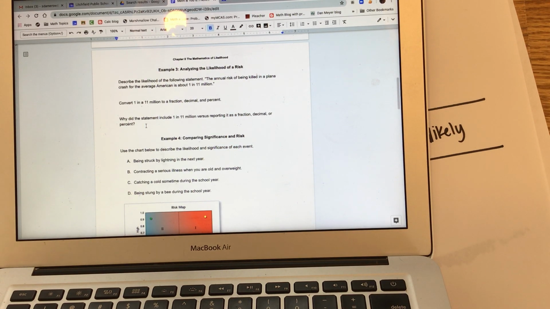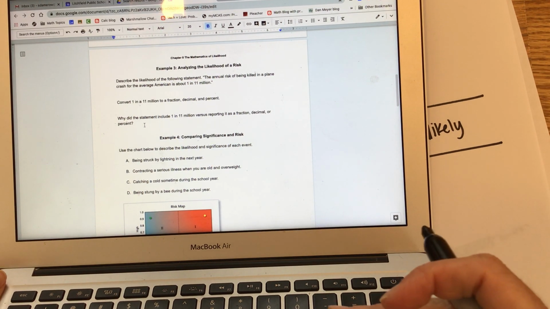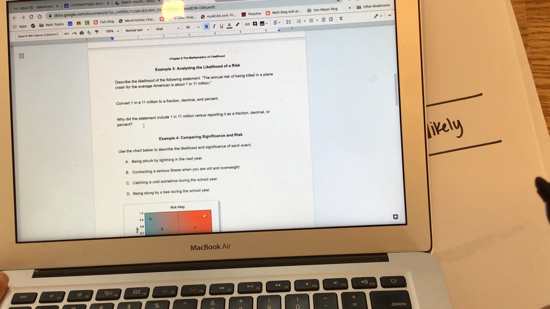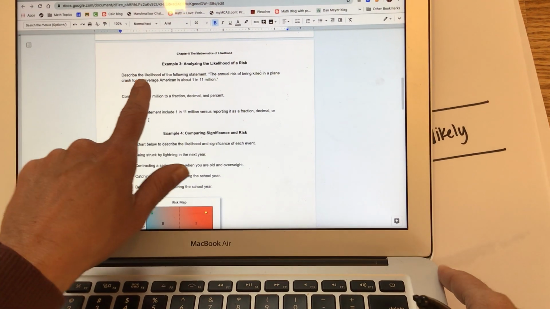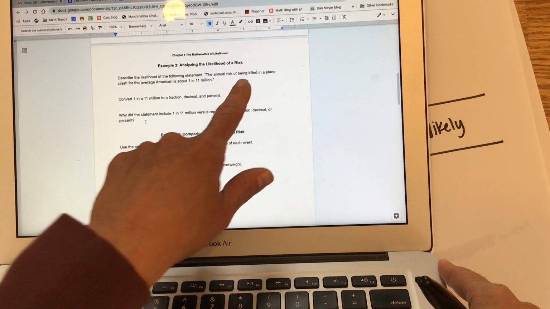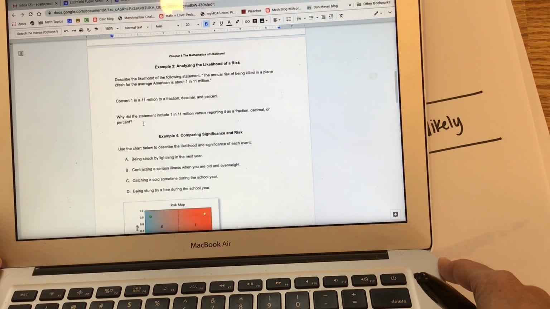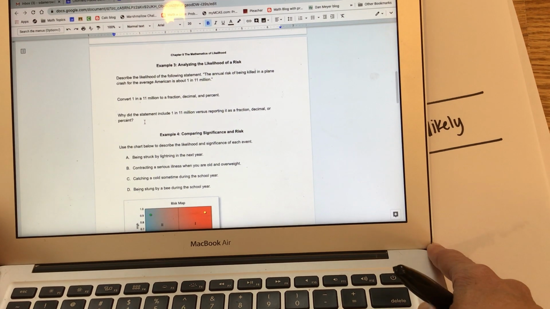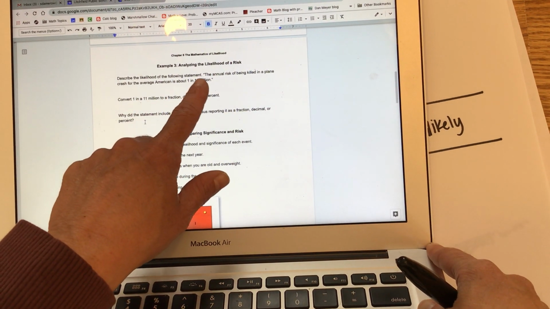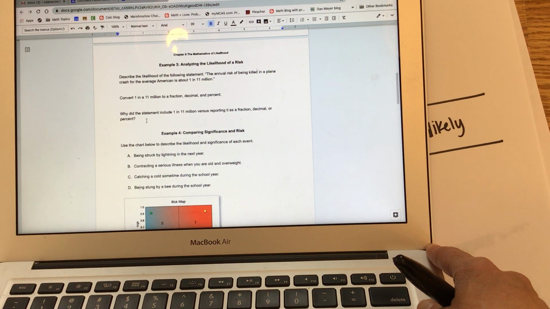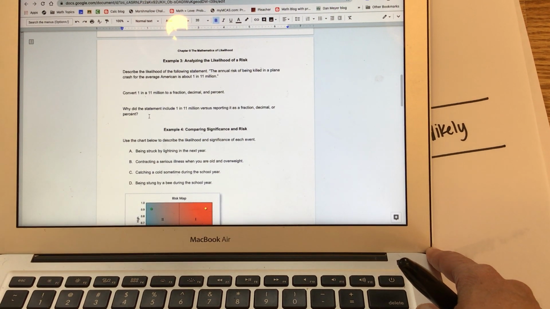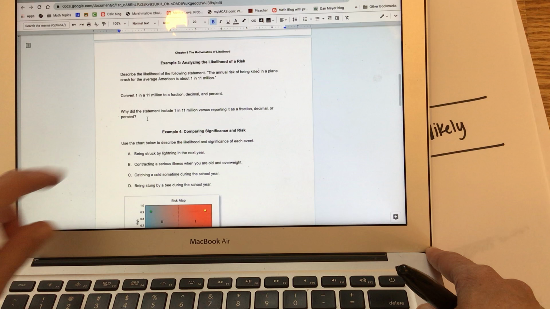For example 3, we're going to talk about the best way to represent a probability. It says, describe the likelihood of the following statement. The annual risk of being killed in a plane crash for the average American is about 1 in 11 million. Now, this is how I see somebody writing it, 1 in 11 million, or saying it, if they were going to say it on a news story or something.